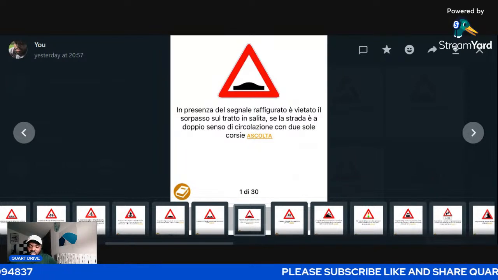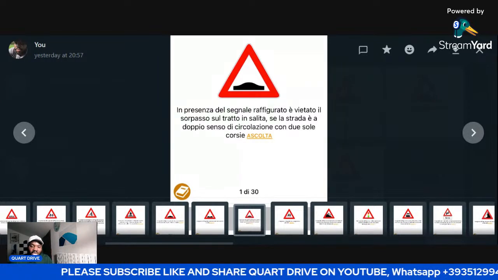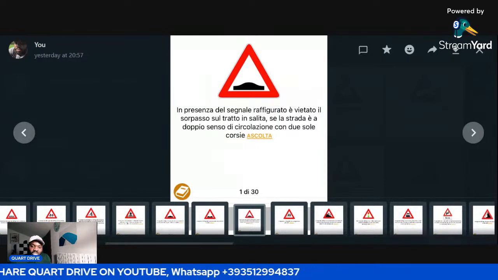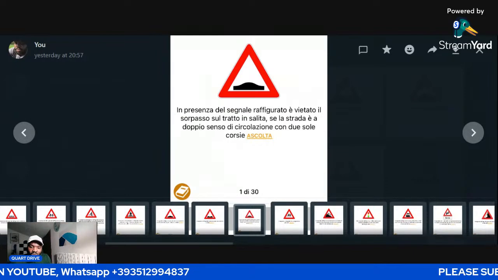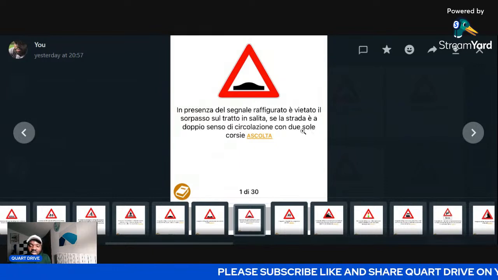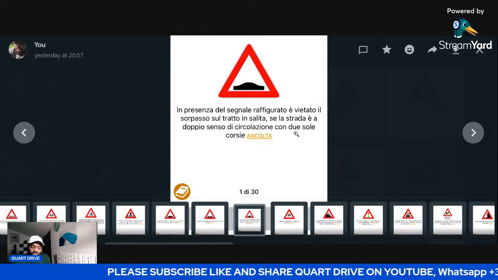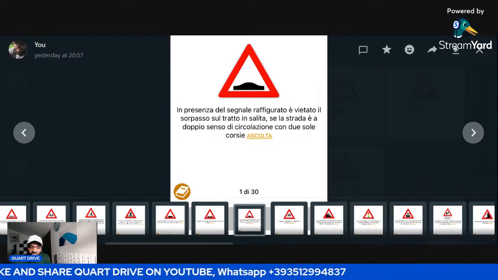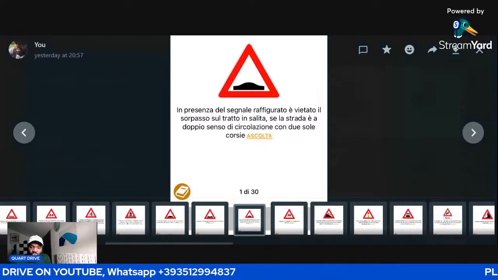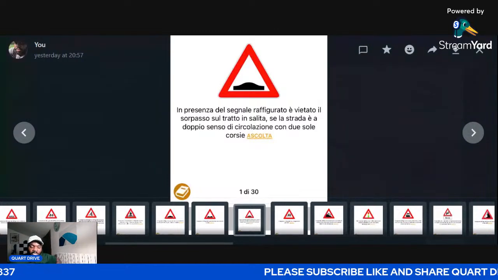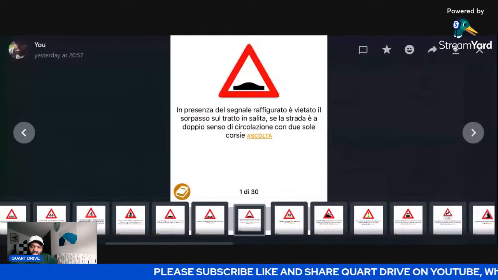So the 10th question here is talking about il segnale raffigurato. È vietato il sorpasso sul tratto in salita se la strada è a doppio senso di circolazione con due sole corsie, which is talking about it being vietato to overtake only if the road has two lanes. And the answer for this one is vero.